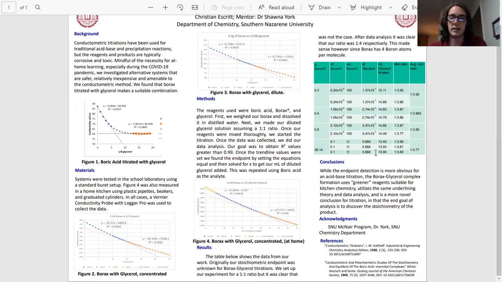And for our conclusions, while the detection is a lot more obvious for something such as an acid-base titration, those can be dangerous as acids and bases can be. Using borax and glycerol was much more suitable for greener reagents and a type of what we call kitchen chemistry, because it could be done at home as I did in my kitchen.